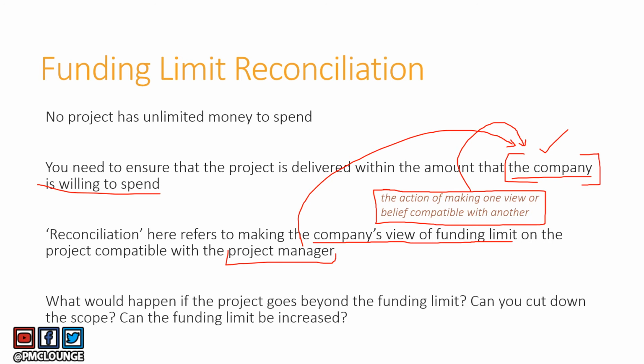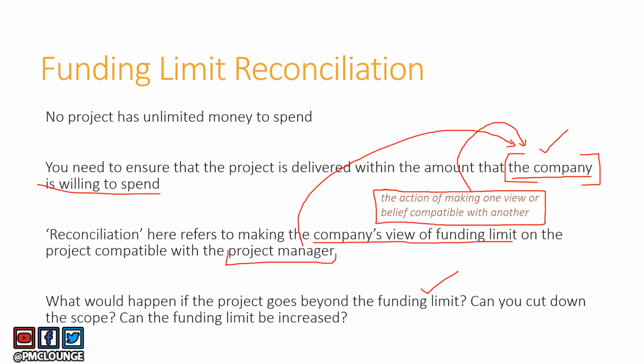Now, what would happen if the project goes beyond this limit, beyond the funding limit? Let's say the budget of the project was 90,000 US dollars. The funding limit was 100,000 US dollars. What if your project goes beyond this funding limit? That is when you will go to your project sponsor and you will speak to him.